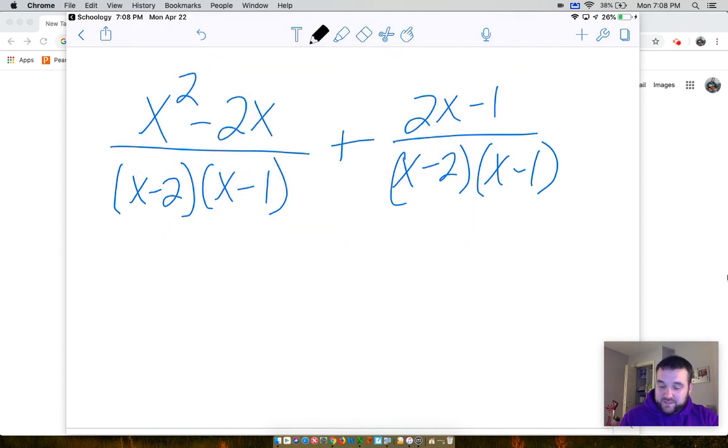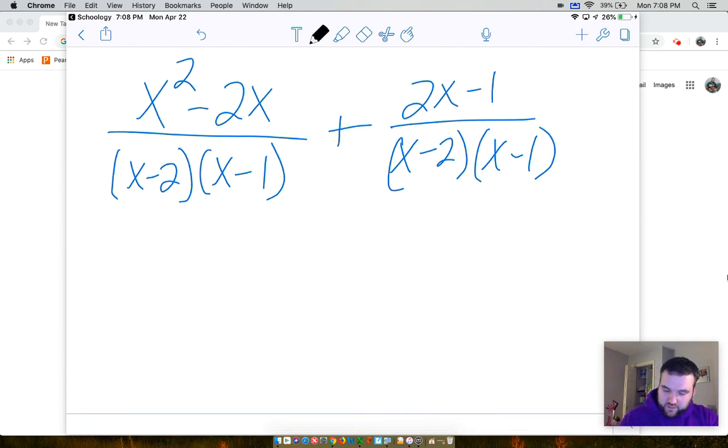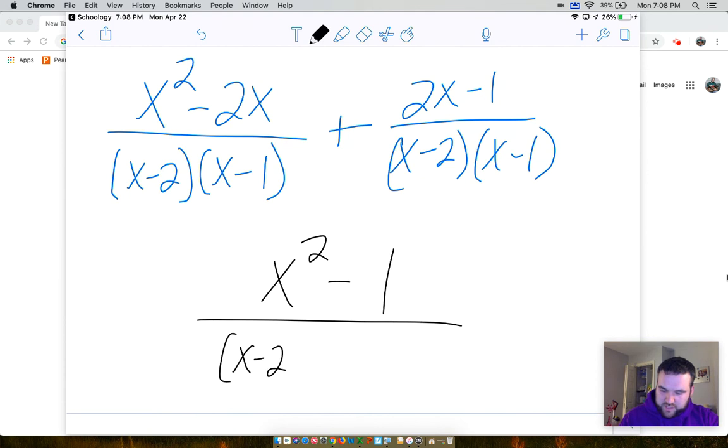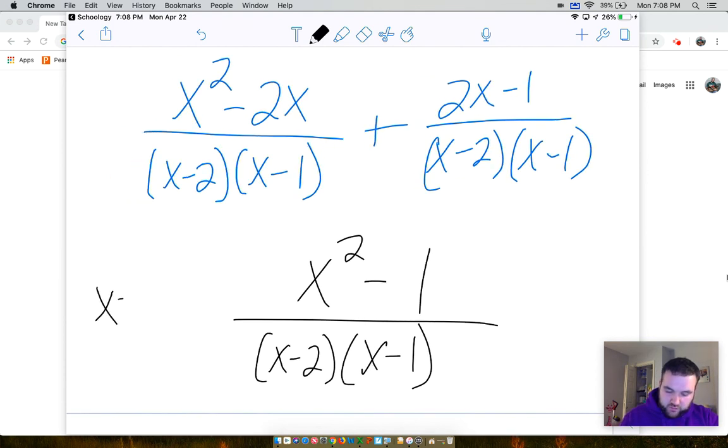But now it is addition, right, so I don't need to distribute the minus sign. I have negative 2x and positive 2x. So there, those will cancel, and I'll get x squared minus 1 all over x minus 2 times x minus 1. I know that my restriction is x can't be 2 or 1.